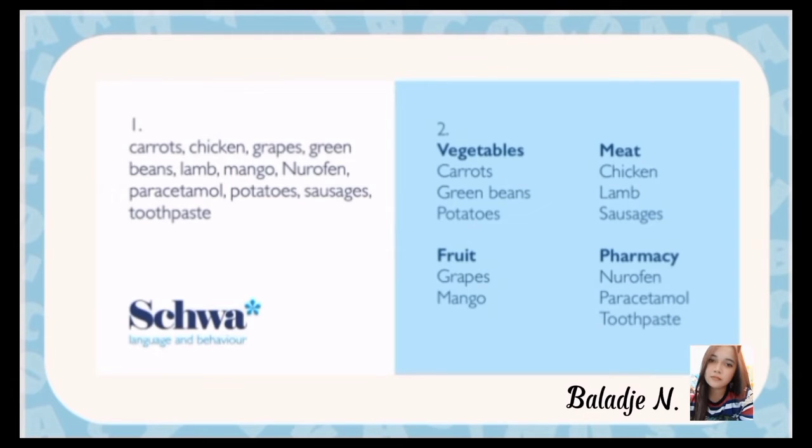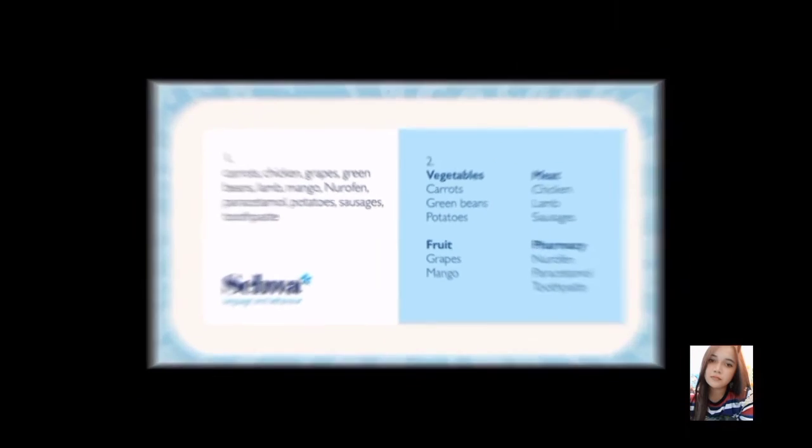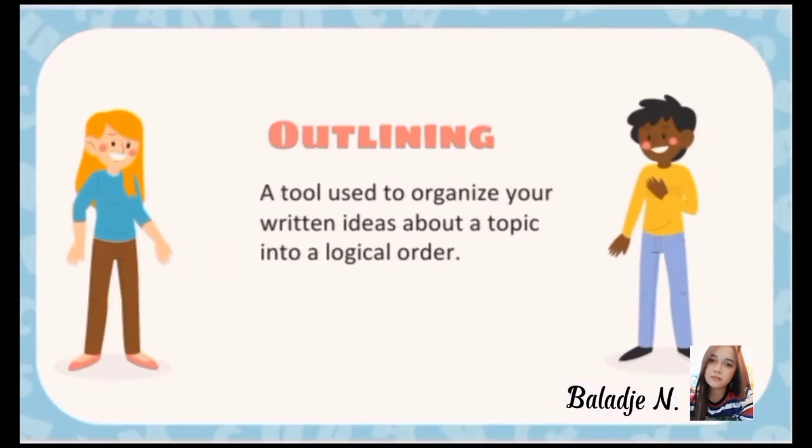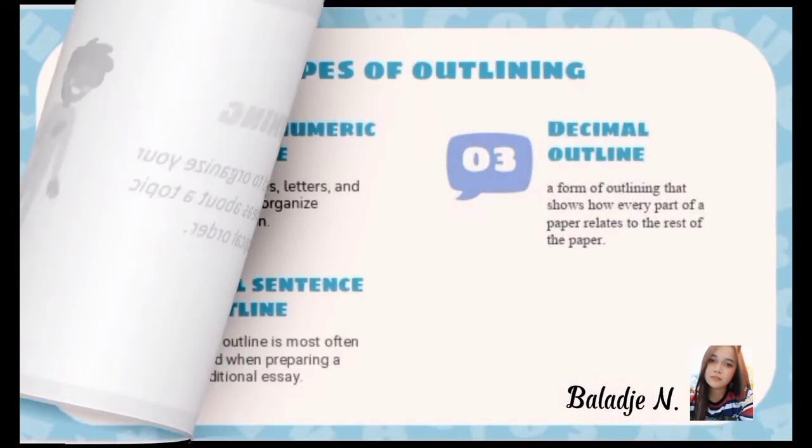If you chunk these into groups, you can easily remember the foods that you need to buy. Next is outlining. Outlining is a tool used to organize your written ideas about a topic into a logical order. It is a way for you to demonstrate the argument, main points, and main pieces of evidence you are going to present in a paper before actually writing in the paper.